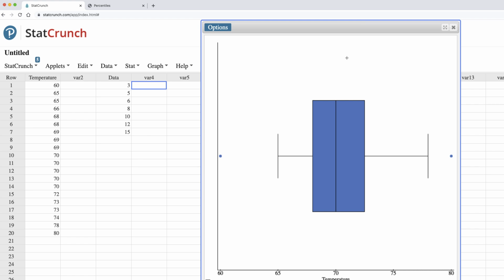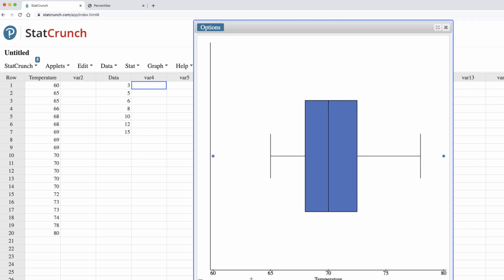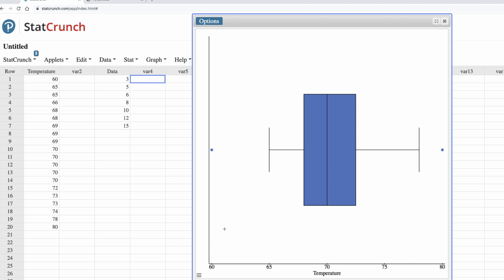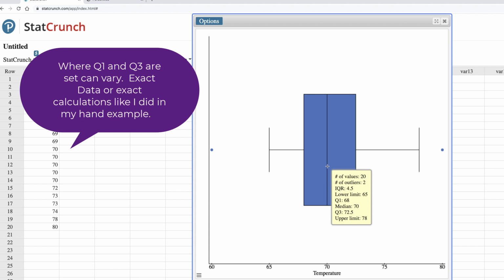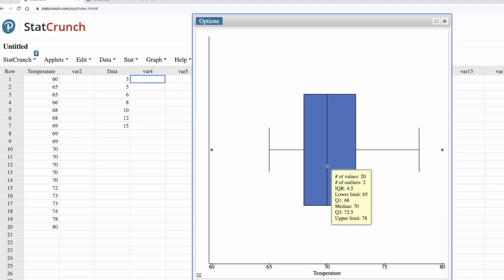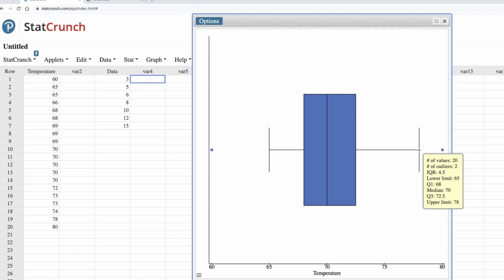And there we go. You'll notice how they've put the temperature on the bottom scale. 60, 65, 70, 75, 80. If you hover over here, you'll see your values. Got 20 of them, 2 outliers, 4.5, lower limit, upper limit. So it's a little different than what we have. We had 61.25 because we did the calculation, but the lowest data point that fits that is 65. And the highest data point that fits is 78 versus our 78.75, so that's where they stopped. They stopped at the data points.